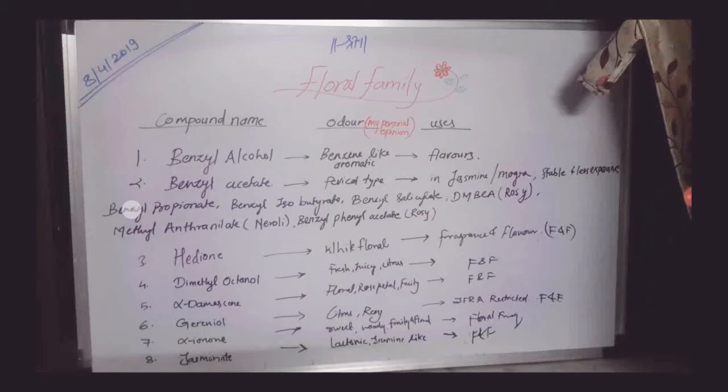Next is the alpha ionone. There is a beta ionone also, but alpha ionone resembles sweet, woody and fruity. It also gives some floral characters, so we can use it in floral fragrances.